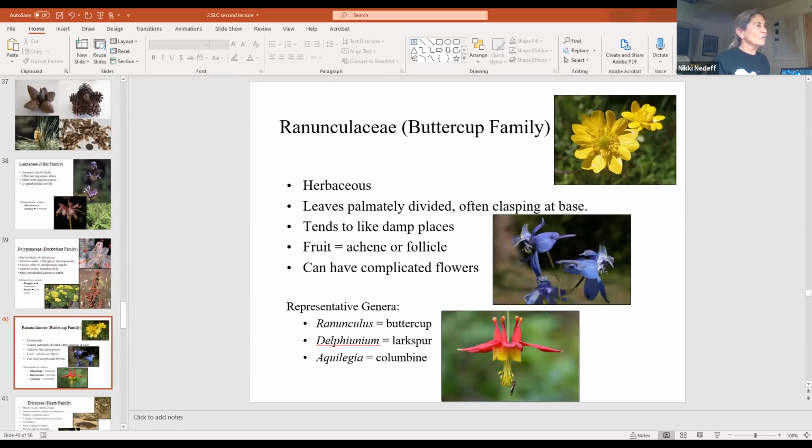The buttercup family, the Ranunculaceae. Everybody knows a buttercup, right? But what about a larkspur and a columbine? Those are members of the same family. Really complicated flowers, super complicated flowers, yet they're members of the same family. So not only structurally do they look similar, you know, if you got down and you counted the number of stamens, they are genetically related way, way back on their family tree.